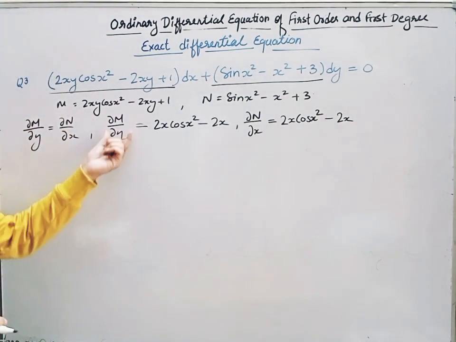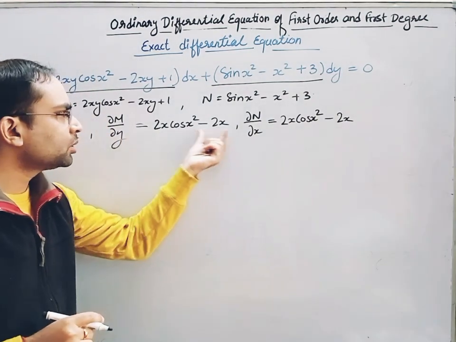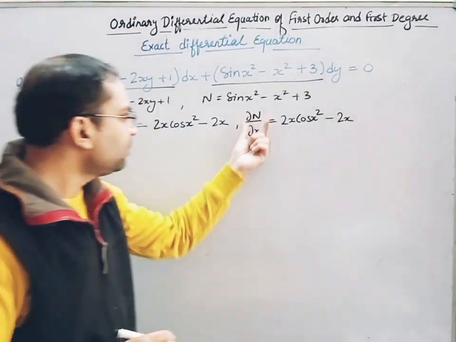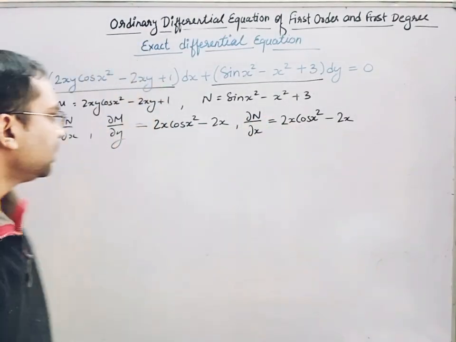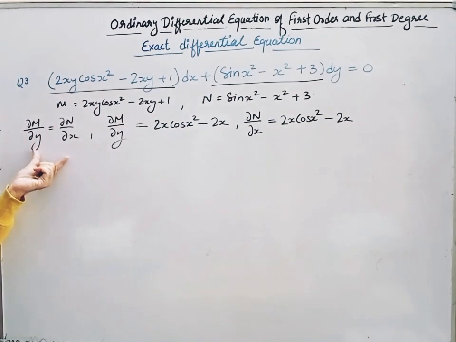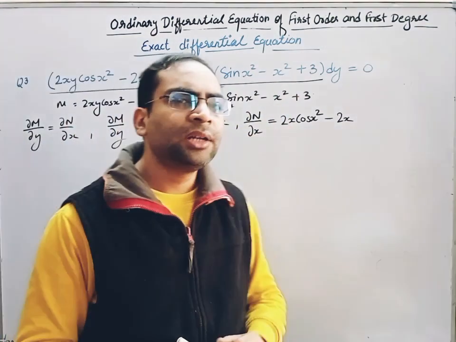Now we can see del m upon del y is 2x cos of x square minus 2x, and del n upon del x is also 2x cos of x square minus 2x. So we can conclude that here del m upon del y is equal to del n upon del x. So this is an exact differential equation.